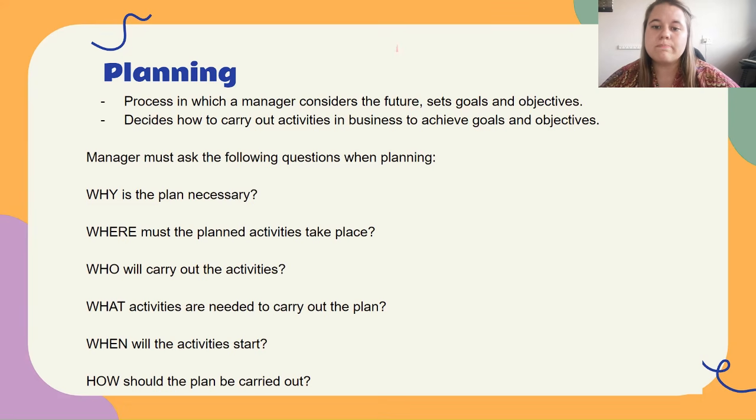So this is the process in which a manager considers the future. It sets goals and objectives. It decides how to carry out activities in business to achieve goals and objectives. So the manager may ask themselves the following questions when they're doing their planning. Why? Why is this plan necessary? Why do we need it? Where must the planned activities take place? Who will carry out the activities? What activities are needed to carry out the plan? When will these activities start? And then how should the plan be carried out?